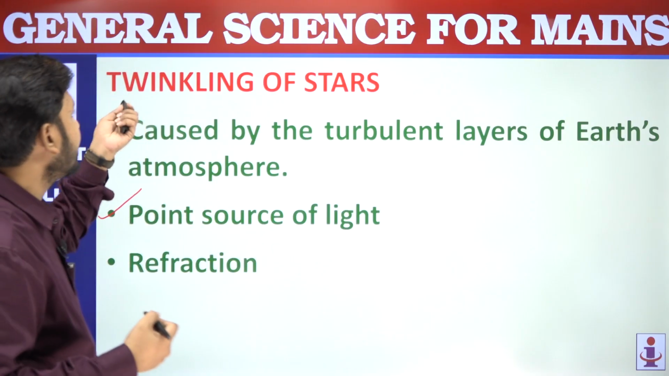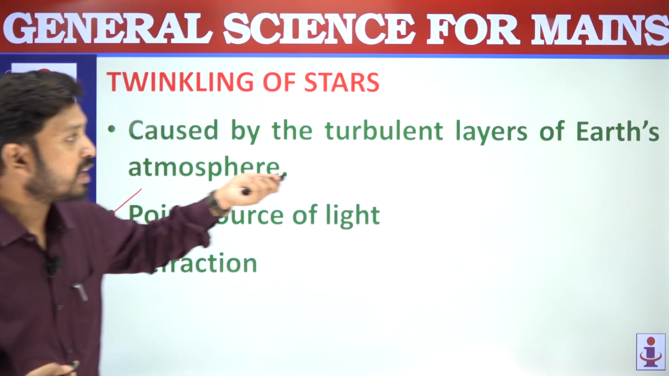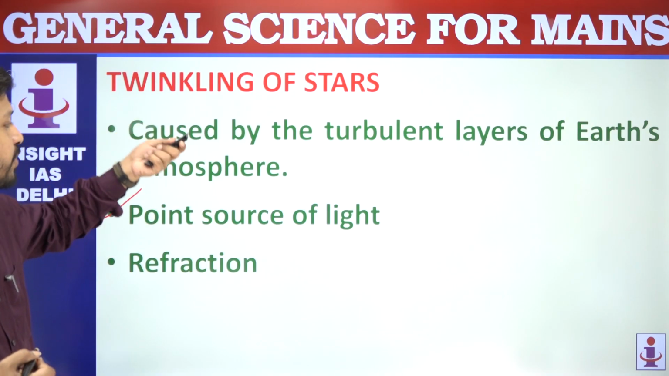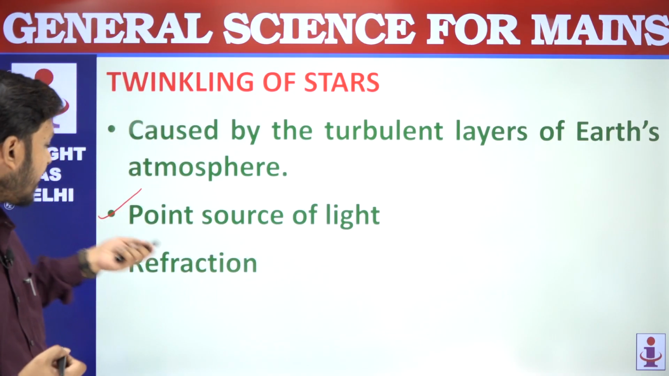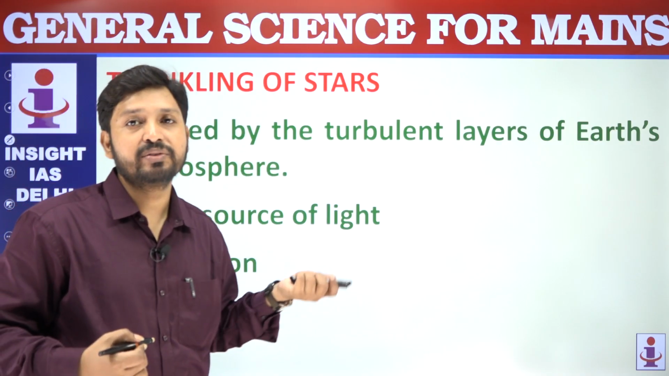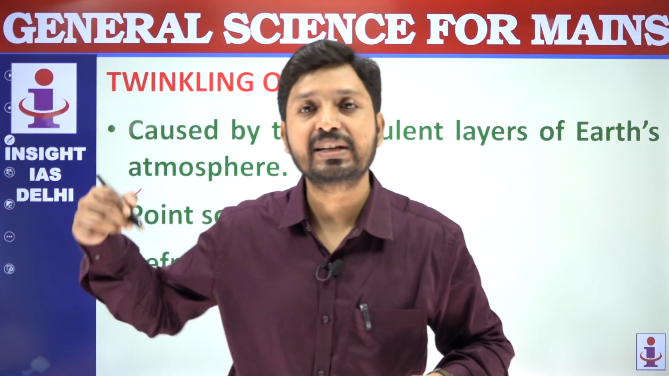Okay, so let's see twinkling of stars. It is caused by the turbulent layers of Earth's atmosphere and the light that is coming from the stars in the form of a point source. The light will be refracted because of the turbulence in the Earth's atmosphere, and this is the reason for twinkling.